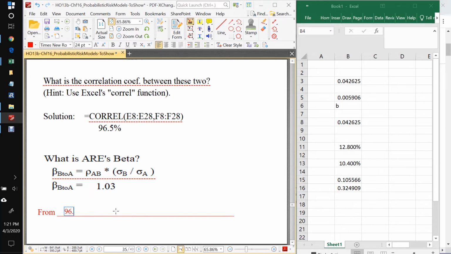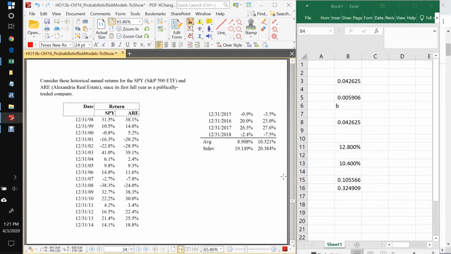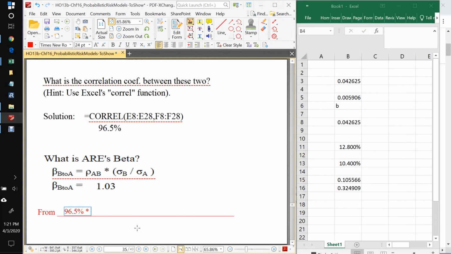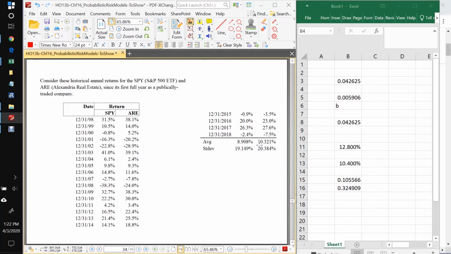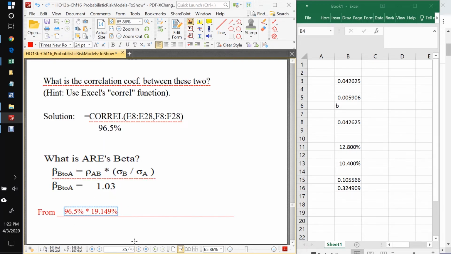So we're going to have 96.5% times, and I just need these two standard deviations, which are back here where I was expecting them: 19.149%, let's use the whole thing. We want to have the ARE on the top here. So ARE is going to be 20.384%, divided by 19.149%. So let me go through with you why I got this.